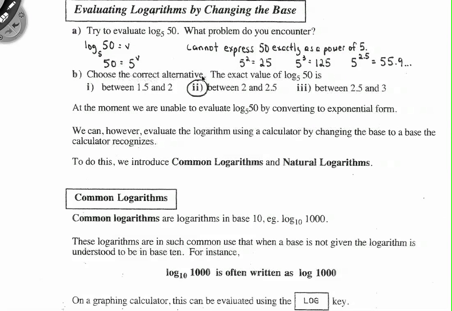Part B, choose the correct alternative. The exact value of this is, because of what we've seen here, between 2 and 2.5. It's between this and this. Now at the moment we're unable to evaluate this log by converting to exponential form. However, we can evaluate the logarithm using a calculator by changing the base to a base the calculator recognizes. Okay, so to do this we introduce what's called common logs or natural logarithms.